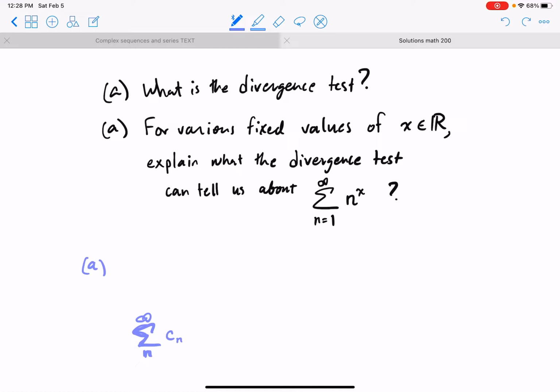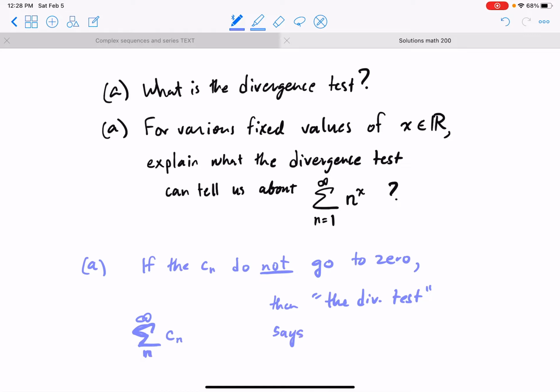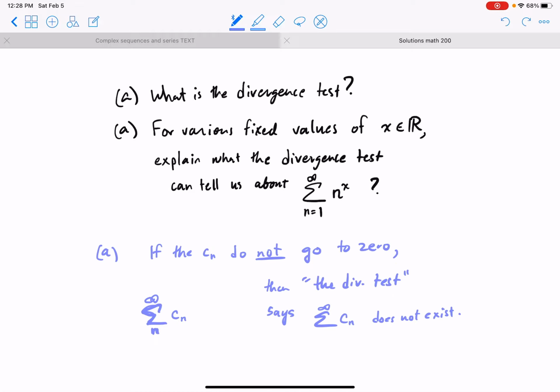Now, if the c sub n do not themselves go to 0, then the divergence test, this is what people call this, says that this infinite sum of those terms, if they don't go to 0, does not exist. What does that mean for this symbol to not exist? Well, it means that the sequence of partial sums does not converge. So, yeah, that's what the divergence test says.